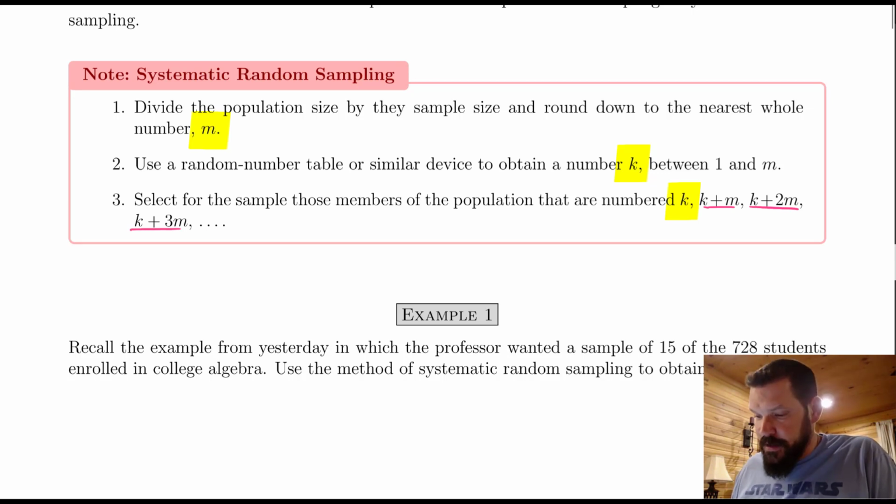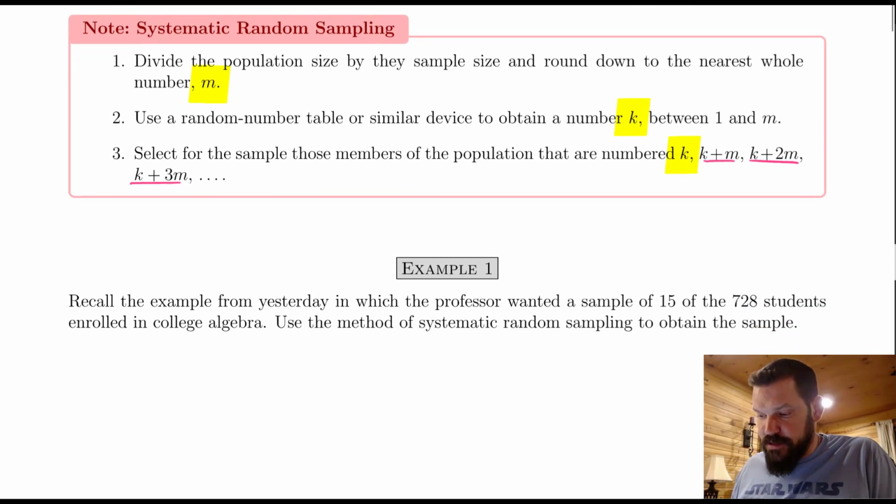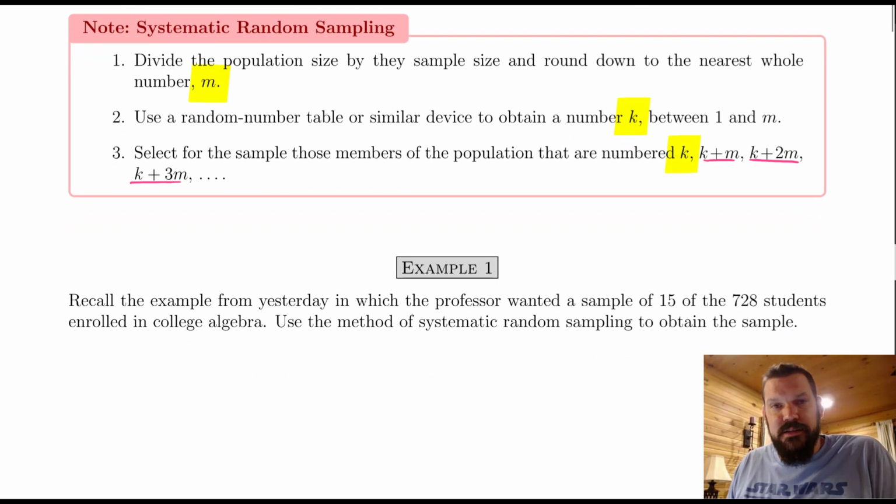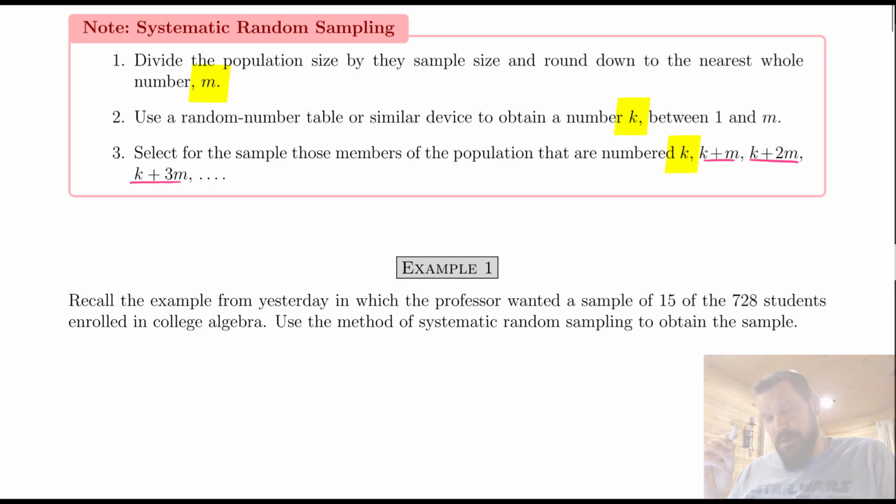until we generate an entire sample of the size we're looking for. And we're going to go back and revisit the problem of the professor that wanted to sample 15 of the 728 students in their college algebra class, and we're going to use systematic random sampling to do that. Remember when we did it on the last set of notes, we used the random number table. We had to pick a point on the table, and then we went down and up until we had an entire sample set. I think you'll see why this method is a little bit easier to implement.